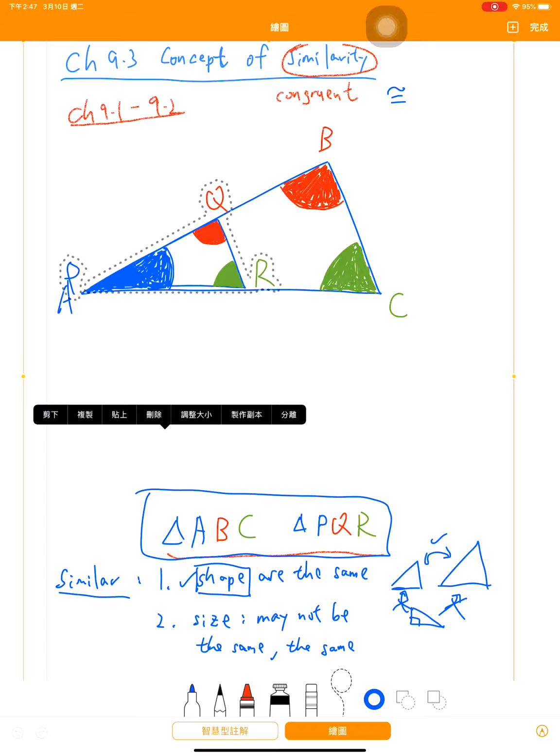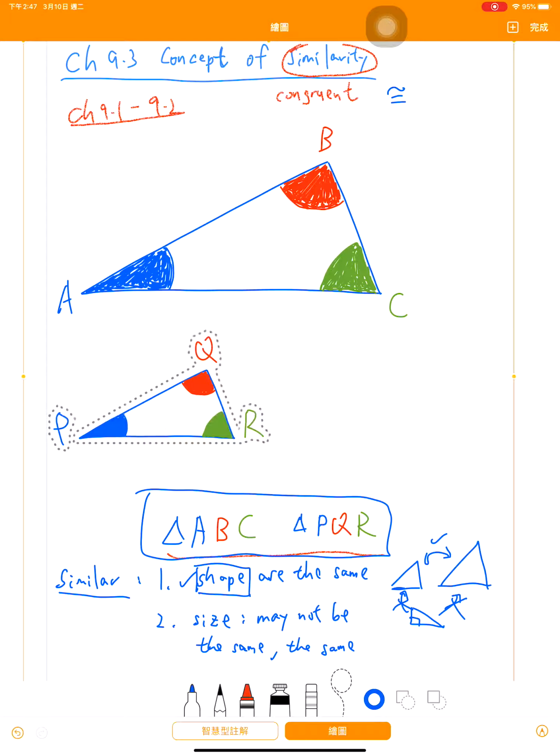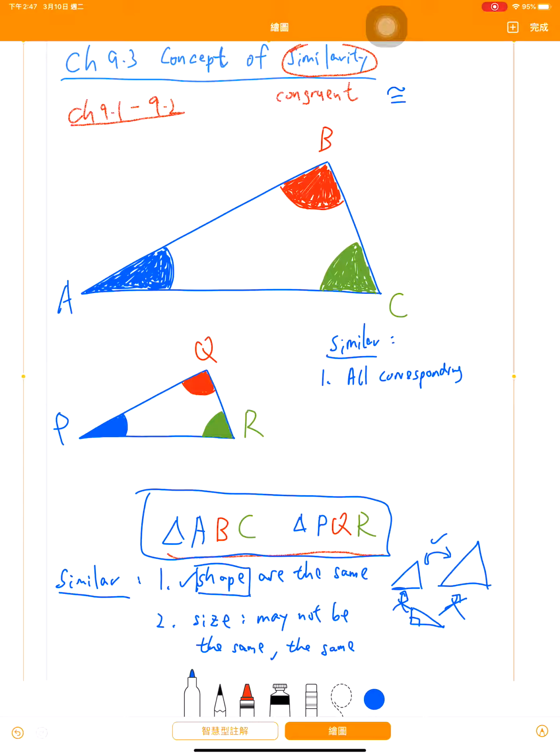That means all the corresponding angles are the same. Blue angle to blue angle, red angle to red angle, green angle to green angle are all the same, right? Totally the same. That's the first property of similarity.